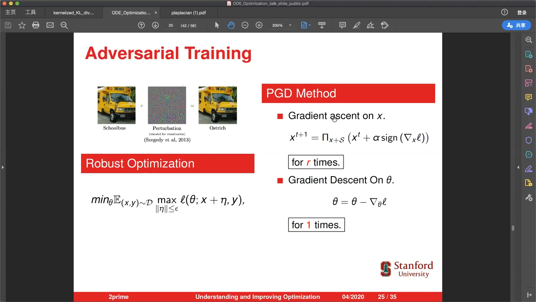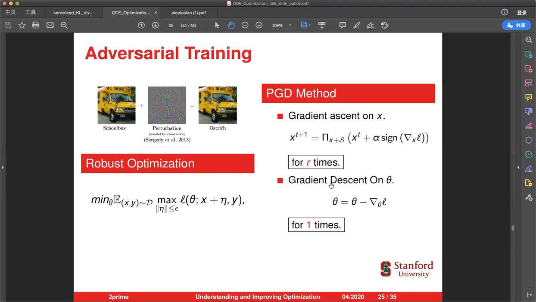So if you do the gradient ascent for R times, and then you go to the gradient descent, what's the problem here? The problem is that if you have a single descent on the parameter theta, here you have R plus one times of forward and backward propagations. In MNIST, the R here can be 40, and for CIFAR, the R here is 10. So if you want to use the PGD method for the same iterations, same epoch, you will have 10 times to 40 times of time consuming just to generate the adversarial examples. The computation here is very imbalanced.